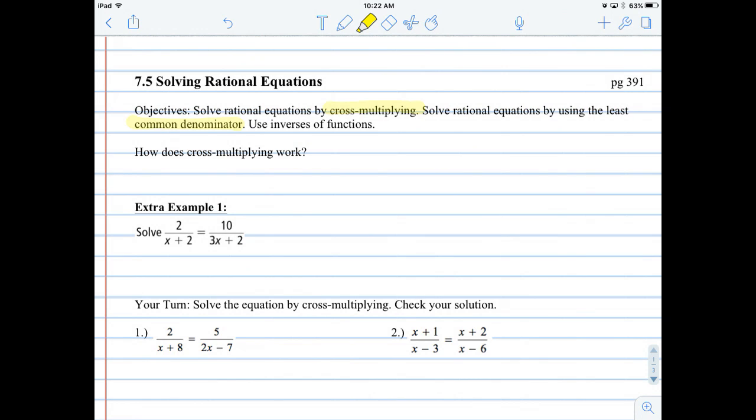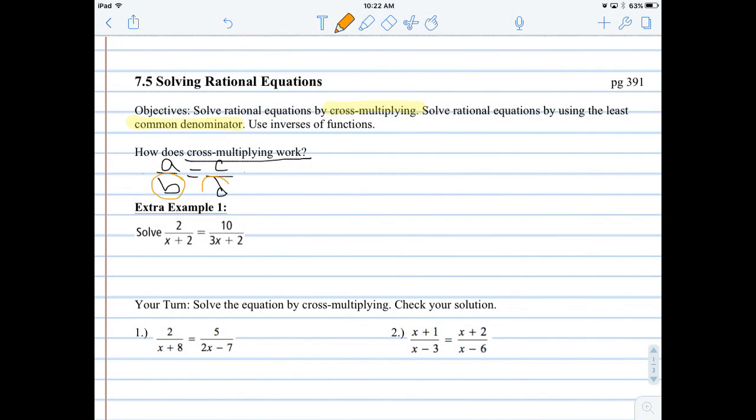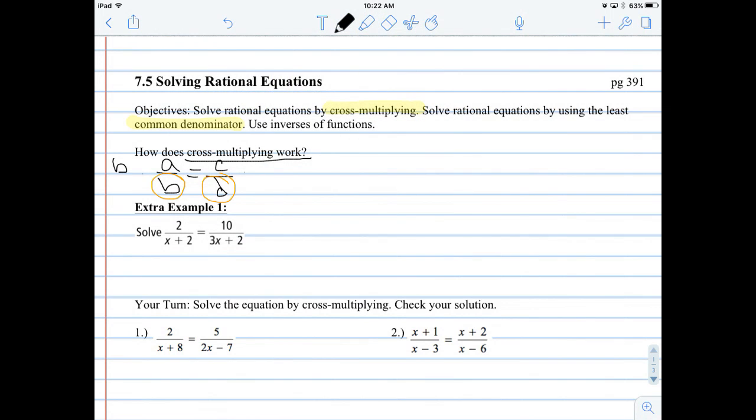Okay, so first things first, how does cross multiplying work? Let's just start by looking at a very basic fraction. If I have the fraction a over b, and that proportion is equal to c over d, well, I can multiply both sides by the product of our denominators. So let's multiply both sides by bd, and we can think of it as over 1.